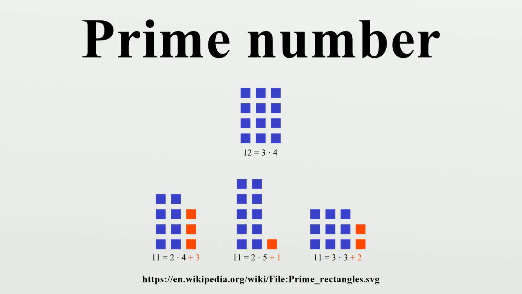Yet another way to say the same is: a number n greater than 1 is prime if it cannot be written as a product of two integers a and b, both of which are larger than 1.